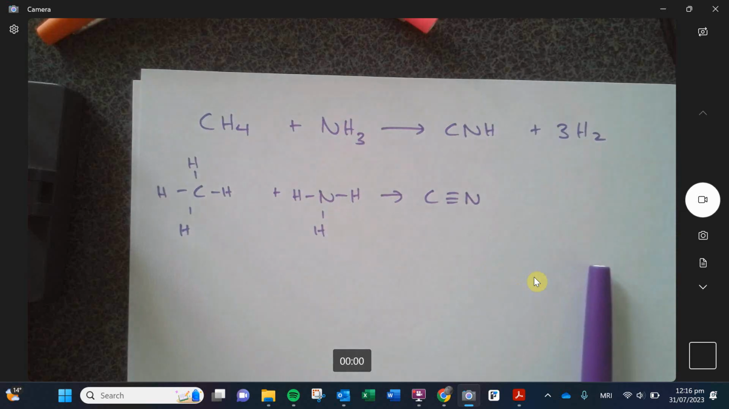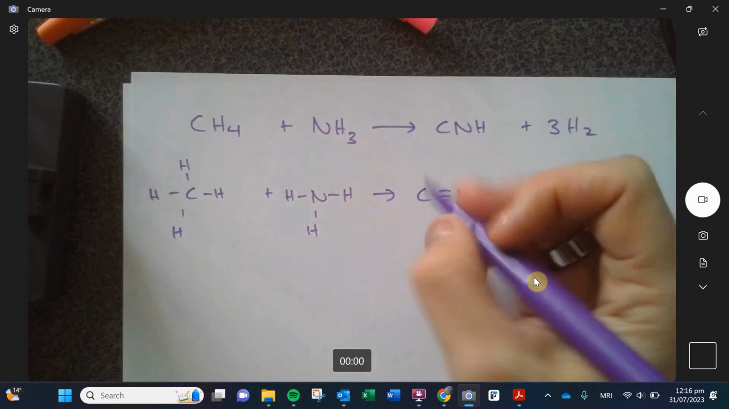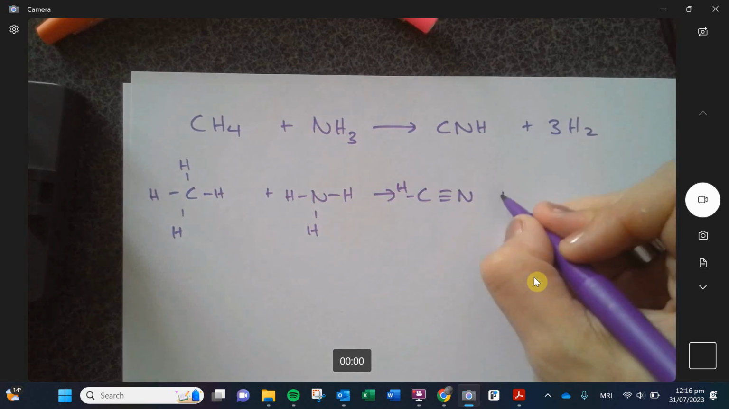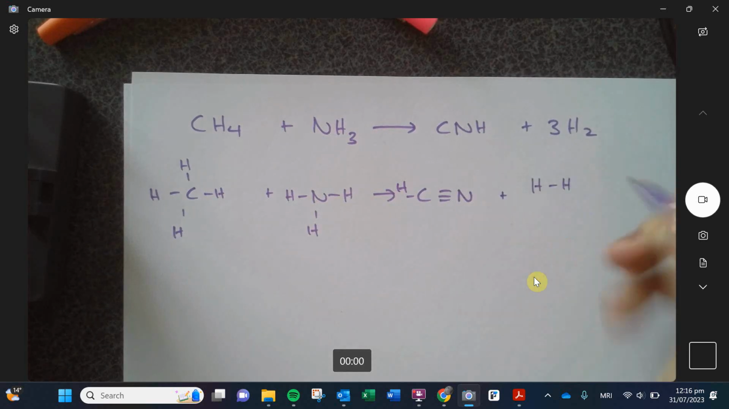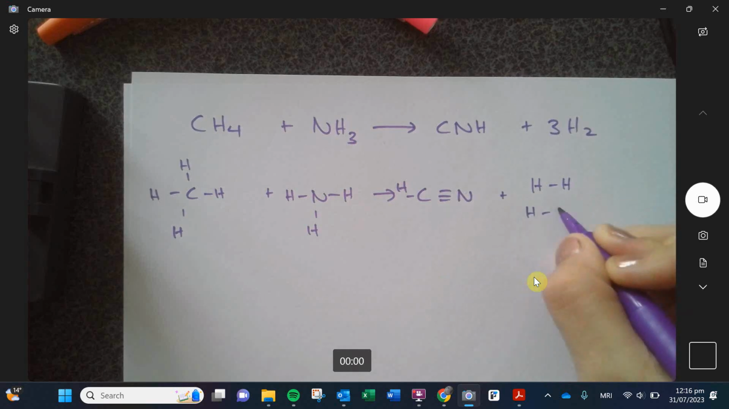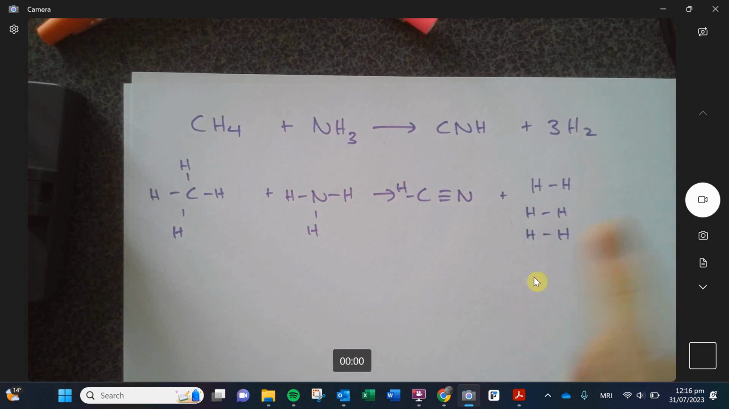Just gonna have to quickly Google that. Pretty sure the H is attached to the C. Yes, it is. Sorry, squished it. And we have the hydrogen. Now remember, there is a 3 in front, so we actually have 3 hydrogen molecules like that.